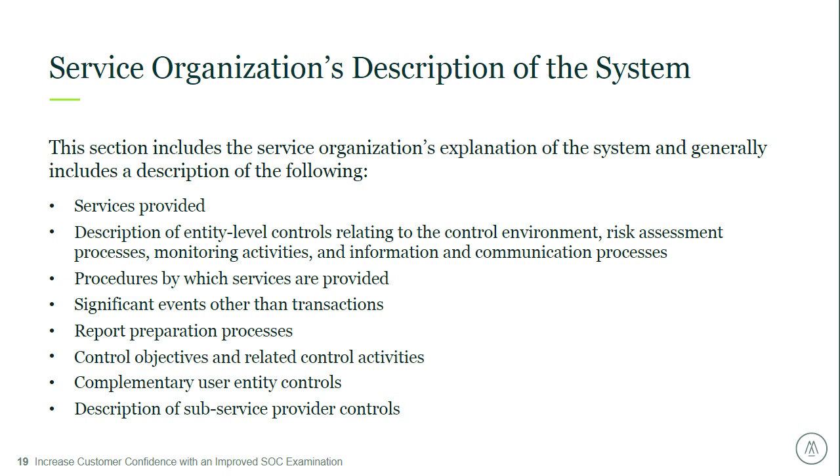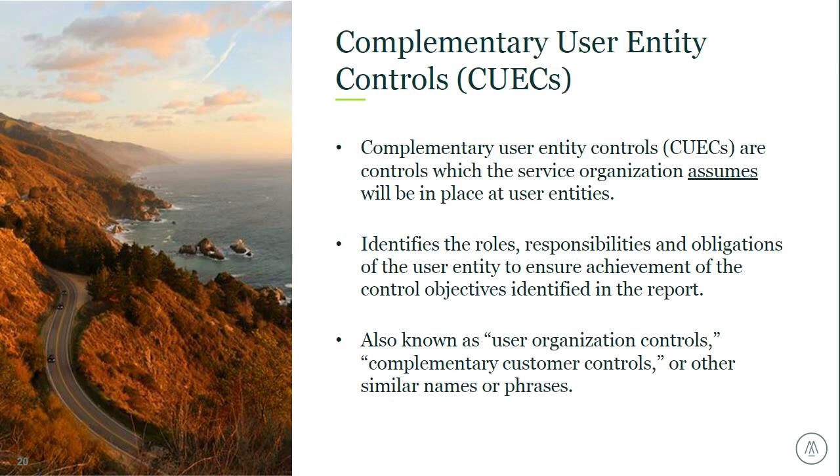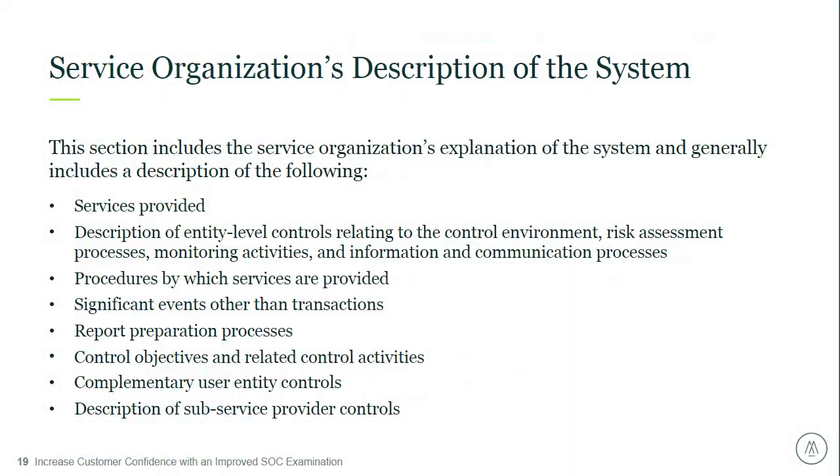It also includes the procedures by which the services are provided, those processes, significant events or other transactions that have occurred during the period, report preparation processes, the control objectives and related control activities. Usually that's embedded within process description, and then any complementary user entity controls that are in place. We're going to talk a little bit more about that here in the next few slides, and a description of any of the subservice providers' controls that may be utilized by the service organization.